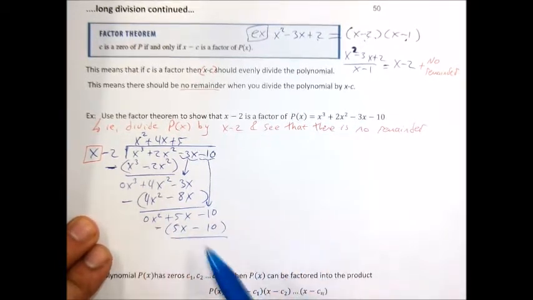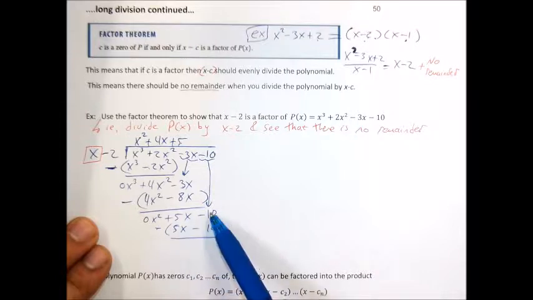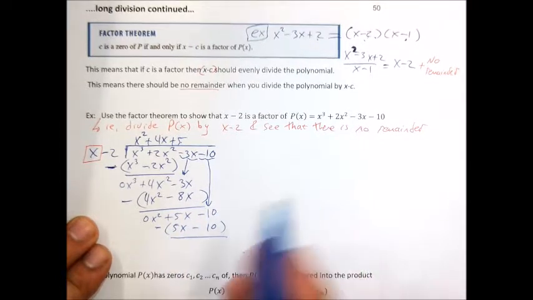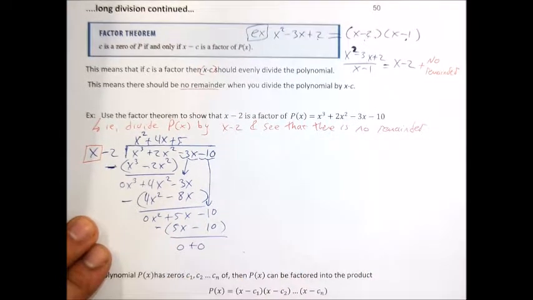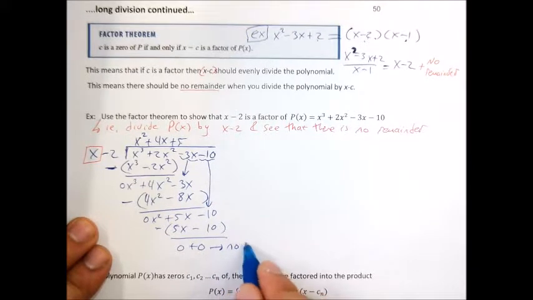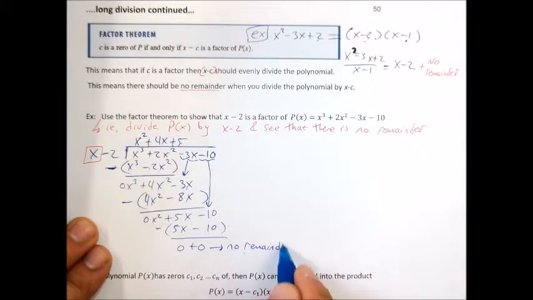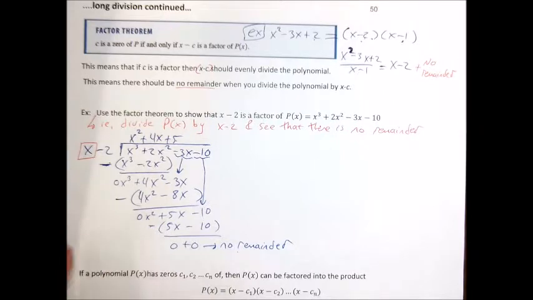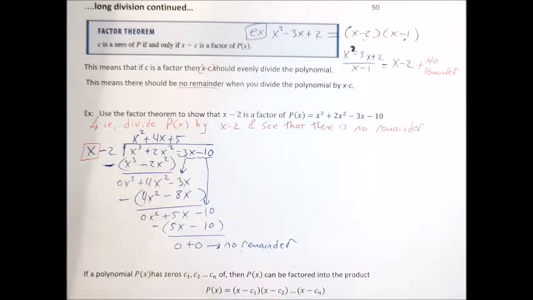Right, when you do that subtraction, you get 5 minus 5 and minus 10 plus 10. And so you just get 0 plus 0, i.e. no remainder. And that was the goal here. That's showing us that x minus 2 is a factor of this thing, because we ended up with no remainder.